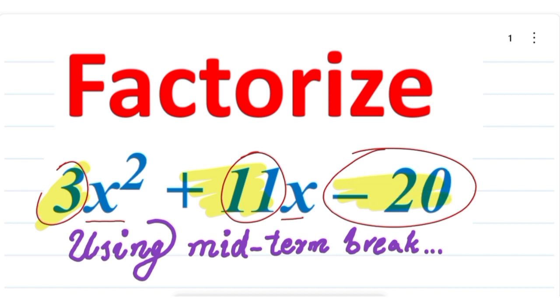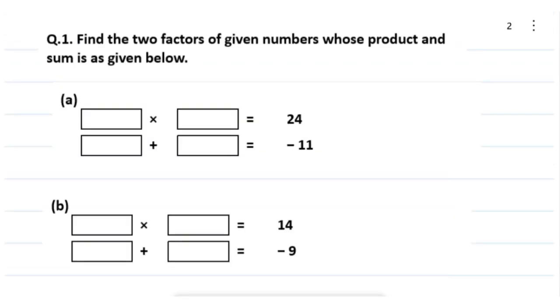Before this, we are going to the midterm break. We'll be going for one activity which will help us to factorize using the midterm break. Question number one: we have to find two factors whose product is 24, but whose sum is -11. So what two numbers are there whose product is 24 and sum is -11?